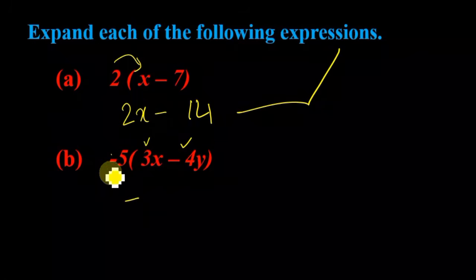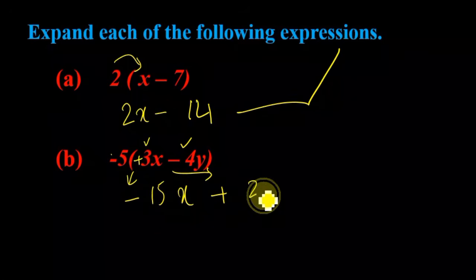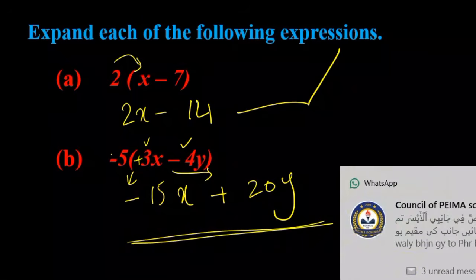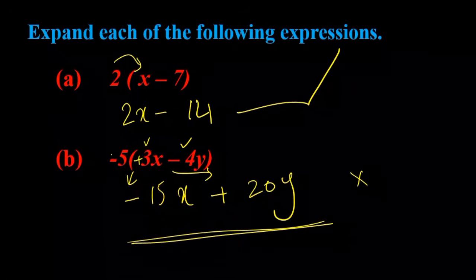Minus, this plus converts into minus. 5 threes are 15x, and this minus converts into positive. 5 fours are 20y. Can we add these two values? No, because these are unlike terms. Keep these rules in your mind. This is the basic of algebra, and it is used everywhere in algebra.